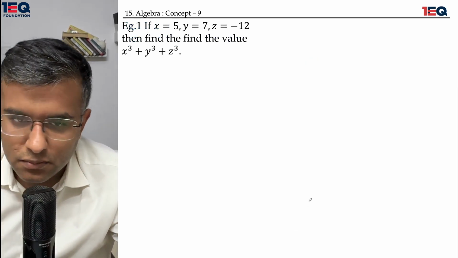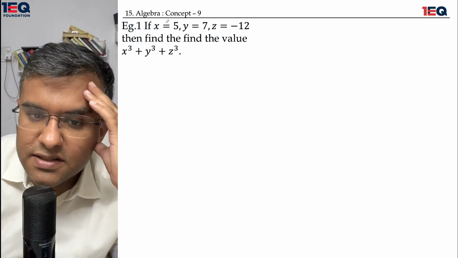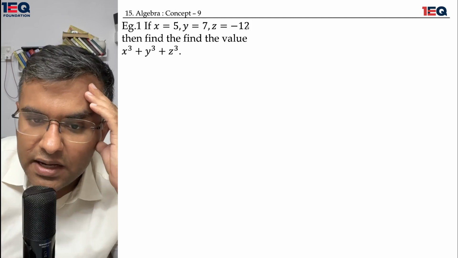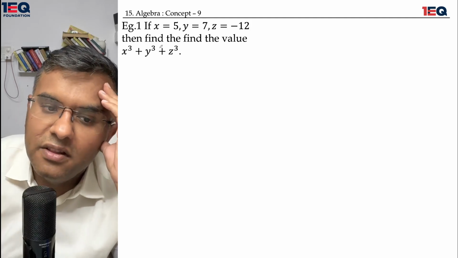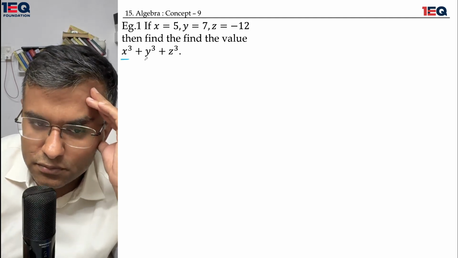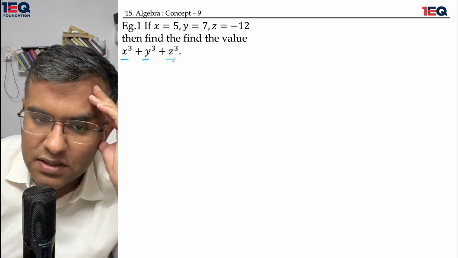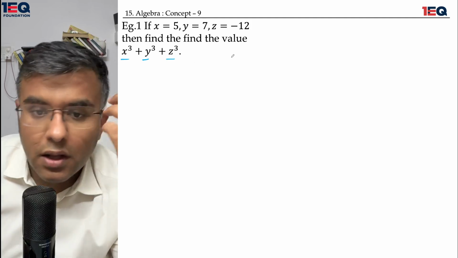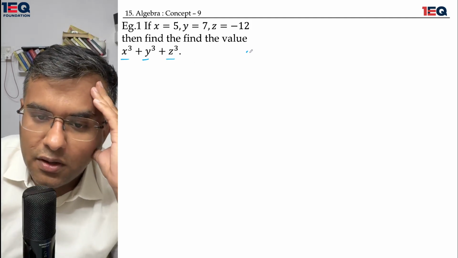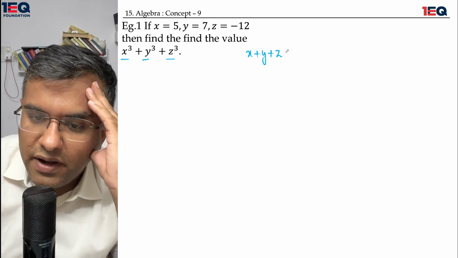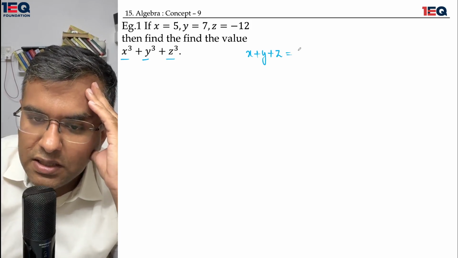Let's move on. If x is equal to 5, y is equal to 7, and z is equal to minus 12, then find the value of x cube plus y cube plus z cube. Now, first of all, I can easily say that x plus y plus z is equal to 0.